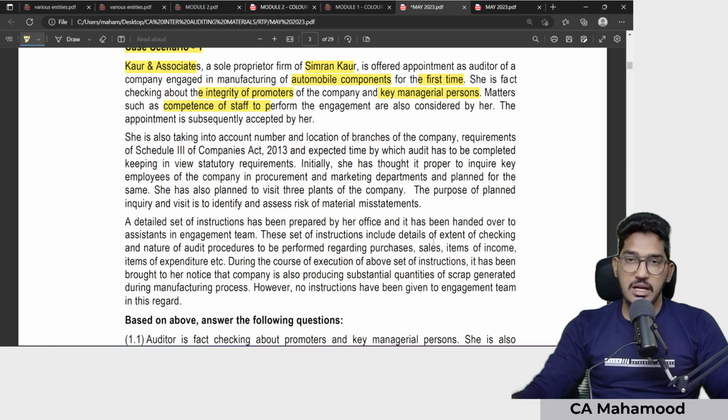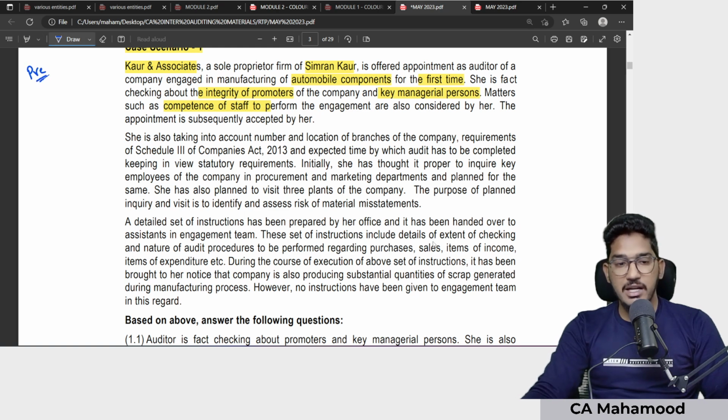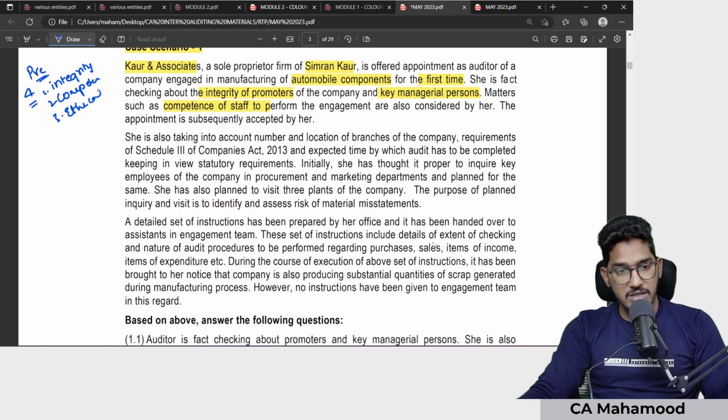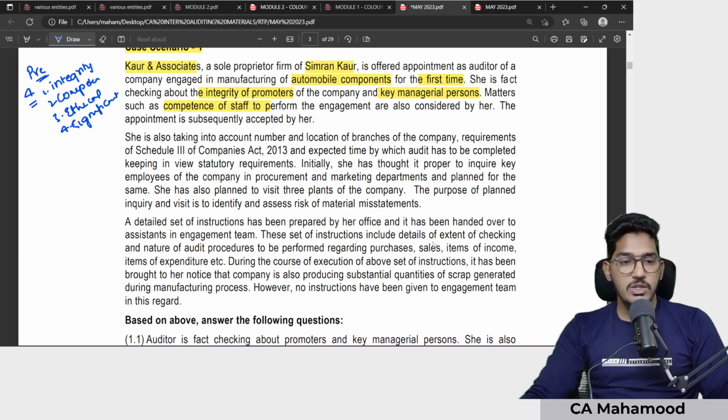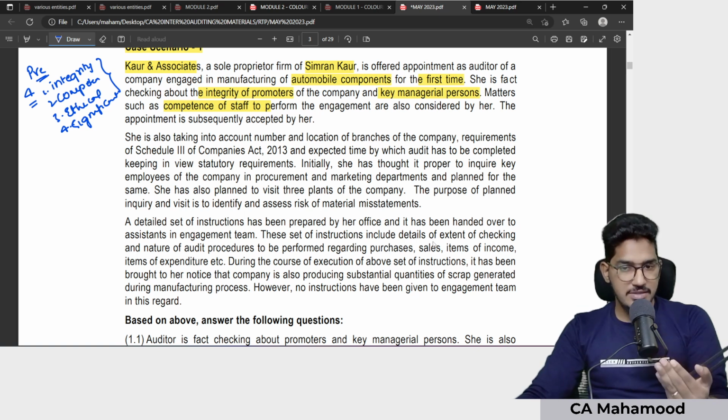See, as we have covered in our classroom discussion, before we accept, we will perform some preliminary engagement activities. What preliminary engagement activities will we perform? 4 activities will come under preliminary engagement activities. Number 1, checking integrity of the management and those charged with governance. Number 2, checking the competence of the engagement team members. Number 3, checking the compliance with ethical requirements. Number 4, checking any significant matters which have arisen during the course of previous audit assignments. So as we know, SA 300 says these 4 are preliminary engagement activities. That's what they are saying here.